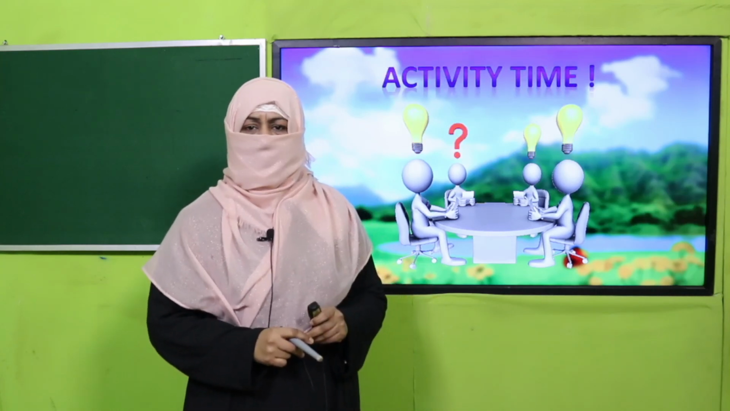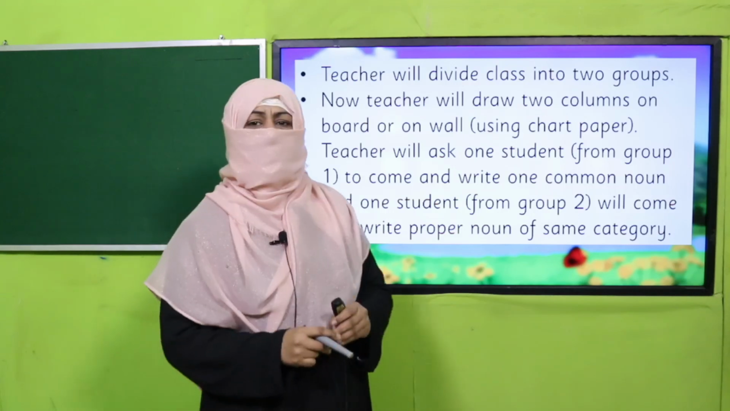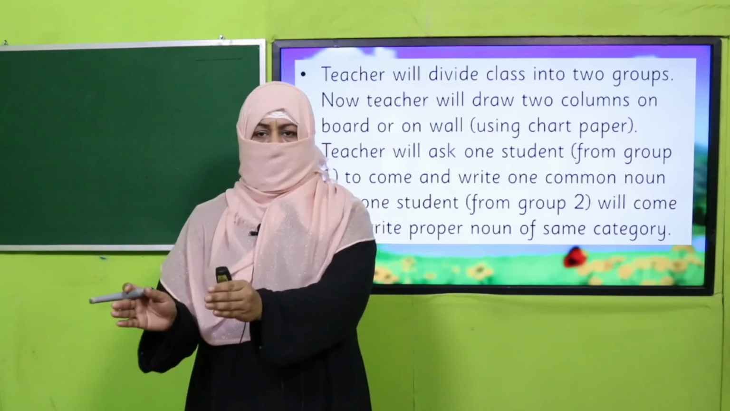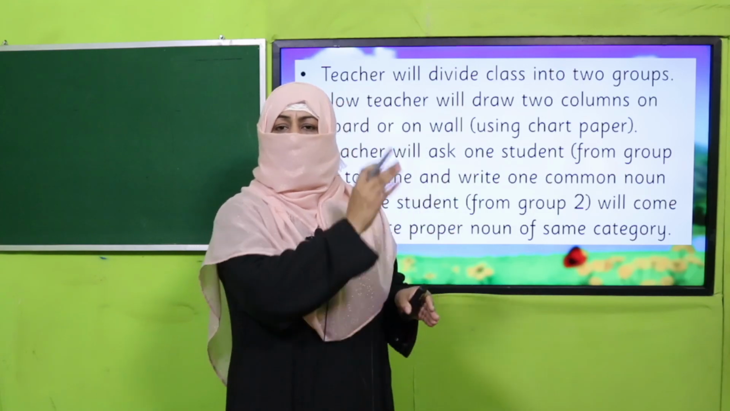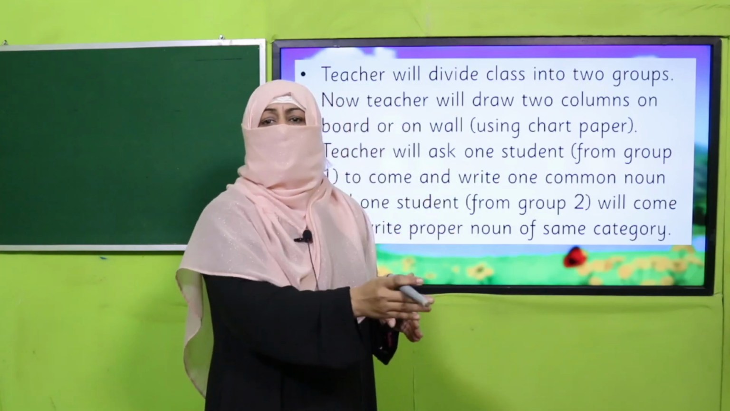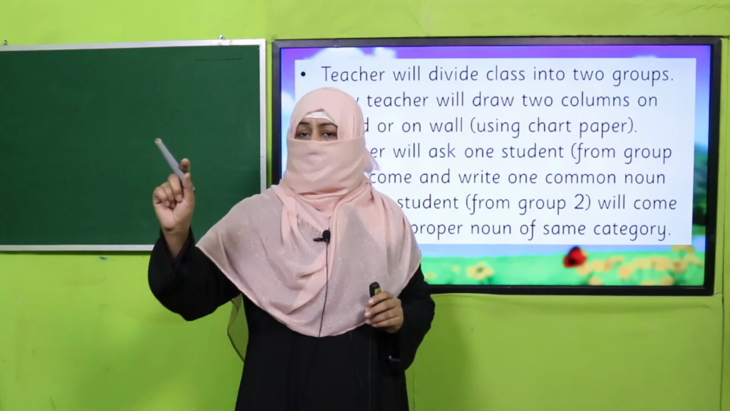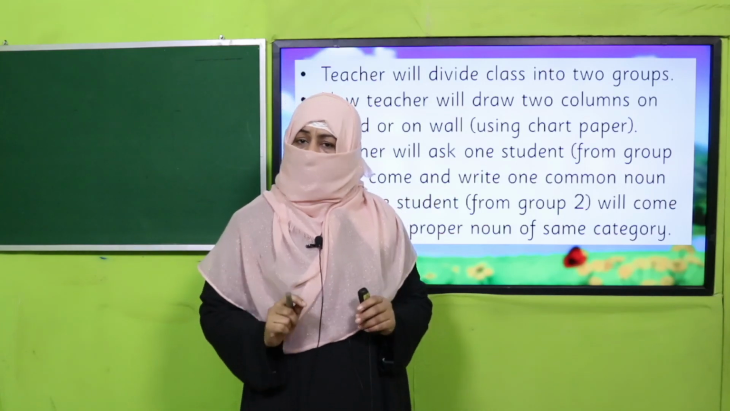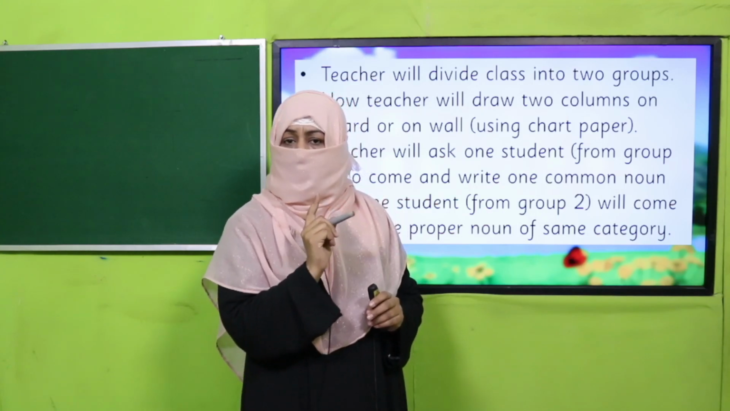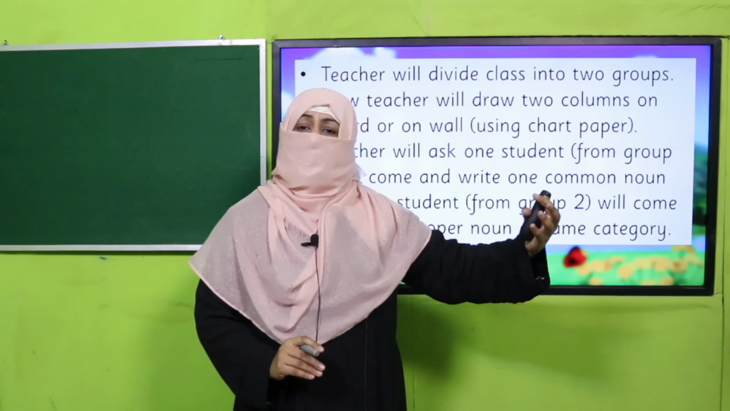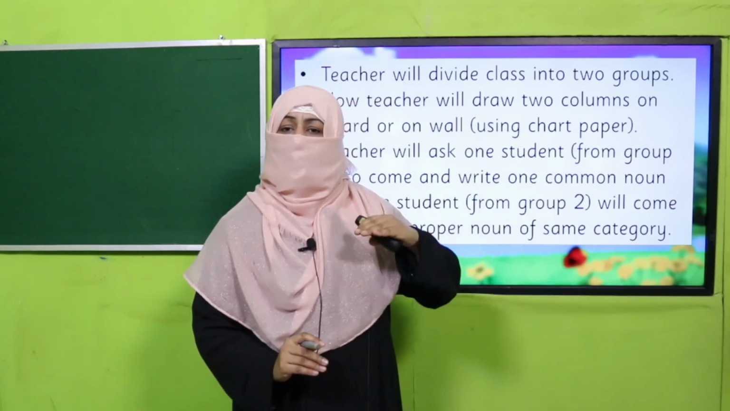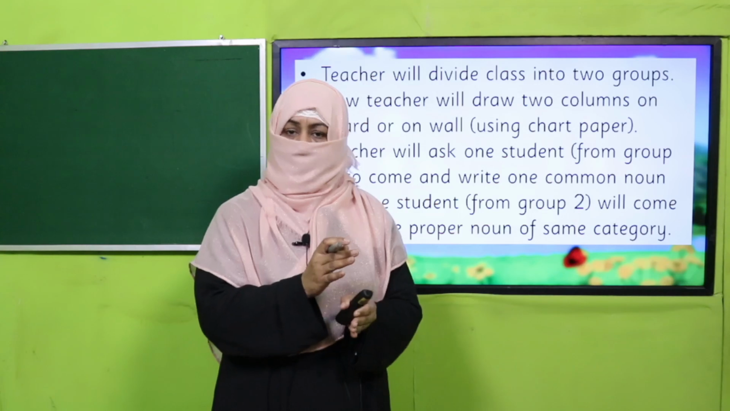So after understanding common and proper nouns, it's time for an activity. What are we supposed to do? Teacher will divide the class into two groups, Group 1 and Group 2. Now teacher will make two columns on the board. One will be for common nouns, second for proper nouns. Teacher will call the student from group 1 first. The child will come, he will write a common noun, and teacher will call the child from group 2. The child from group 2 will write a proper noun of the same category, right?